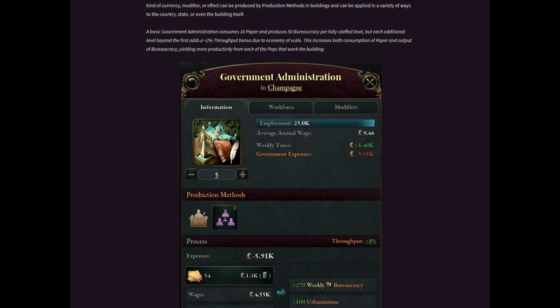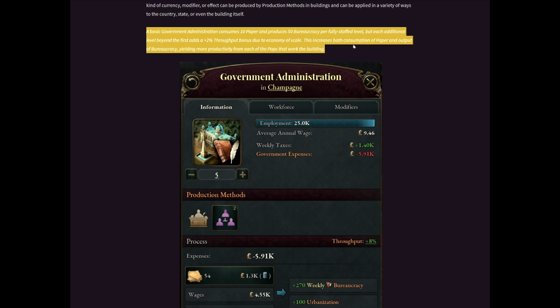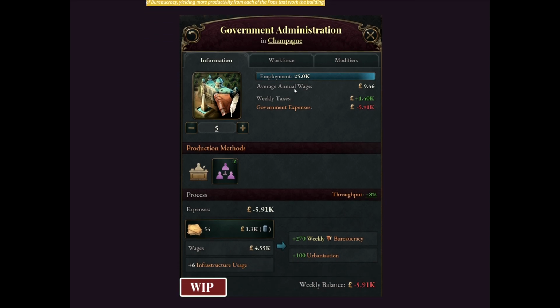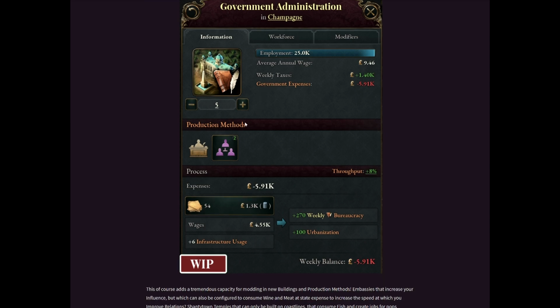We have an example here of the government administration in the Champagne. A basic government administration consumes 10 paper, produces 50 bureaucracy per fully staffed level, but each additional level beyond the first adds a 2% throughput bonus due to economy of scale. This increases both consumption of paper and output of bureaucracy, yielding more productivity from each of the POPs that work the building. So, level the building up, it works more efficiently, but it also needs more input. As you can see here.